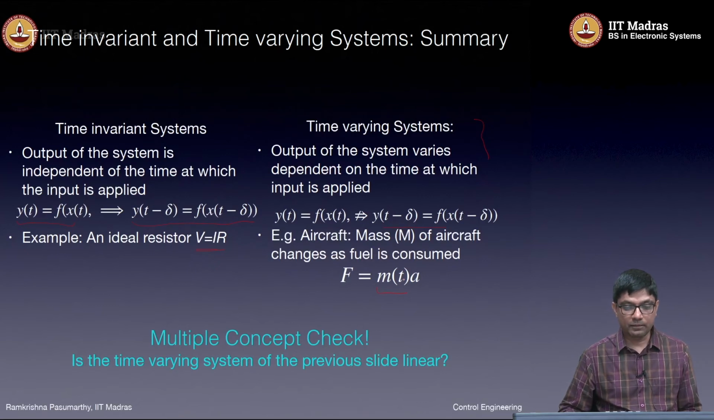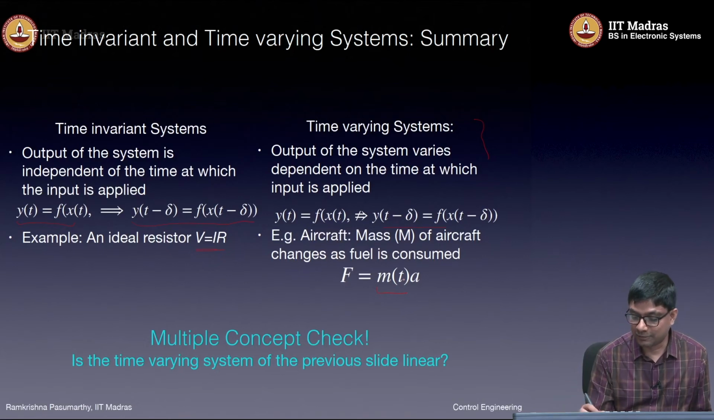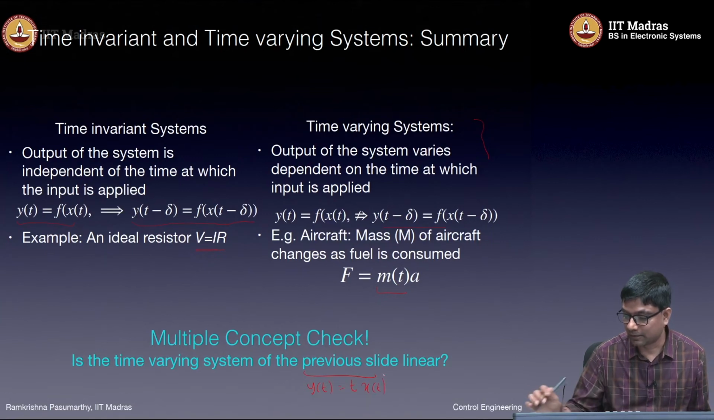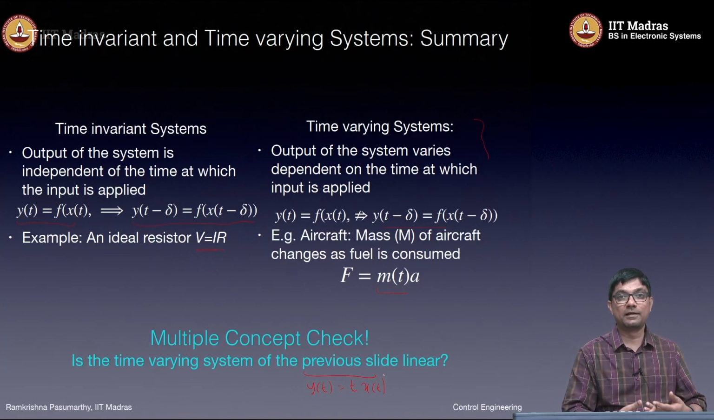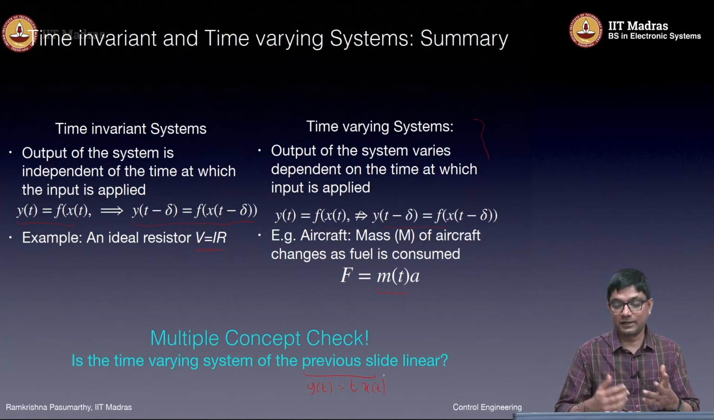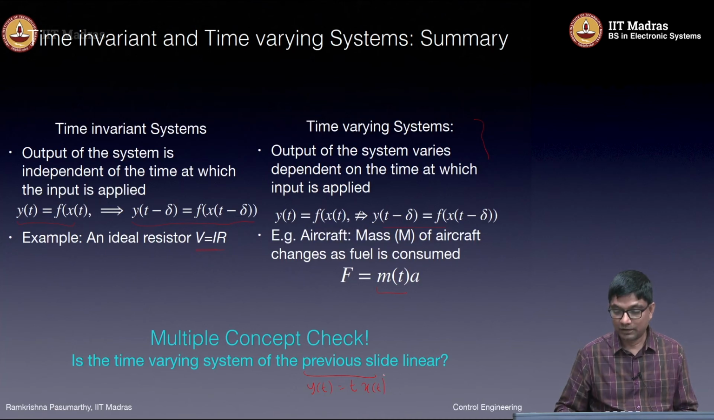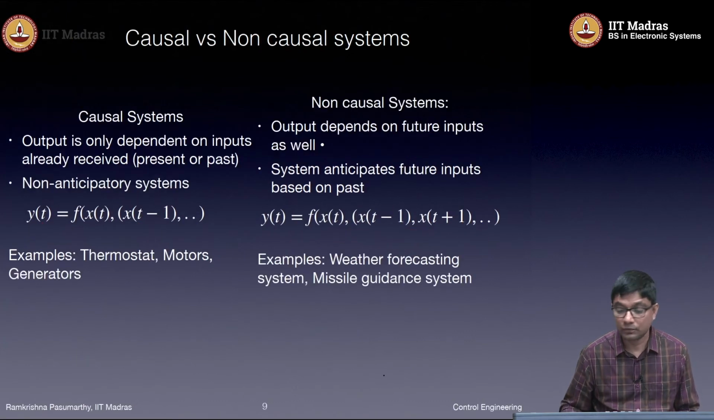Okay, so we have multiple concepts now to ask ourselves questions on. Just check, is the time varying system of the previous slide, which is y of t equal to 2t times x of t, linear? Can a time varying system be linear? Can a time varying system be non-linear, and so on? That's a good thing to check. You can also check if it is static or dynamic. Okay, that's maybe a little easy to do.